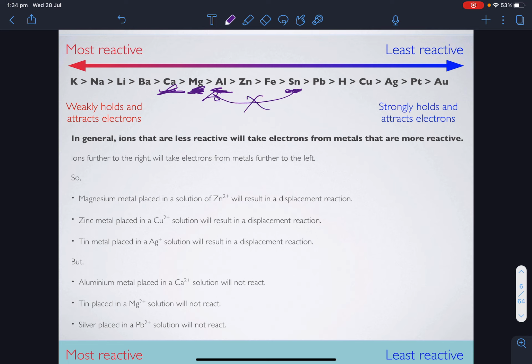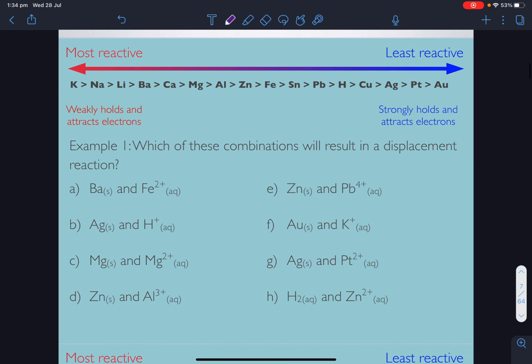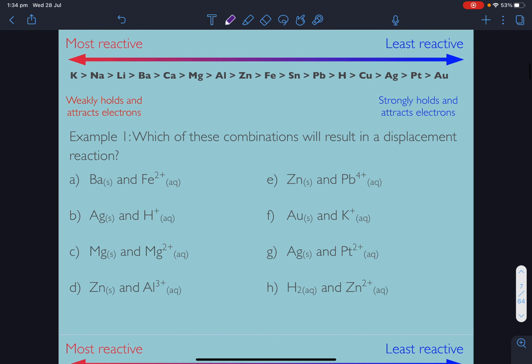In a lead solution, well, silver already likes its electrons too much. It's going to hold on to them. You're not going to get a reaction. They're not going to want to go to lead. All right. So let's use our predictive powers to find which of these combinations will result in a displacement reaction.